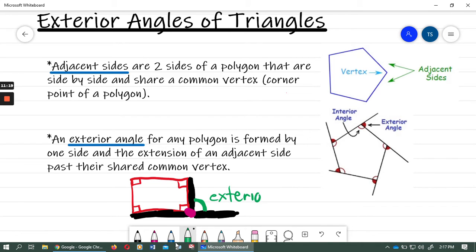All right, so again, we should have a pretty good idea of what an exterior angle is. In our previous video, we discussed what interior angles were already, so you shouldn't have any issues knowing what an interior angle is for a polygon. It's one of those angles that's inside of the polygon. Awesome.